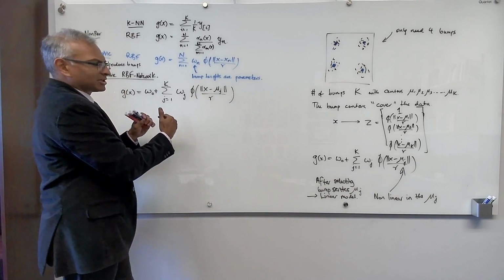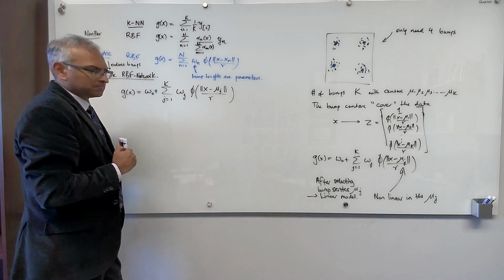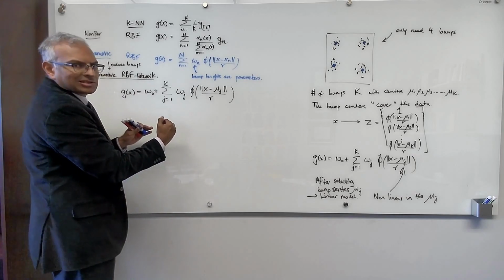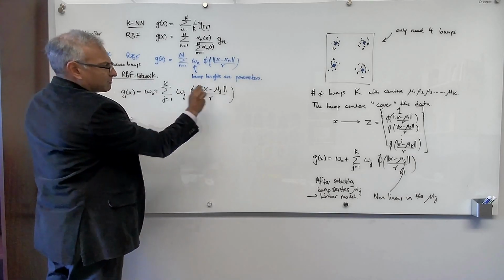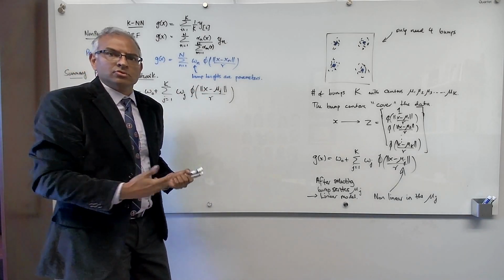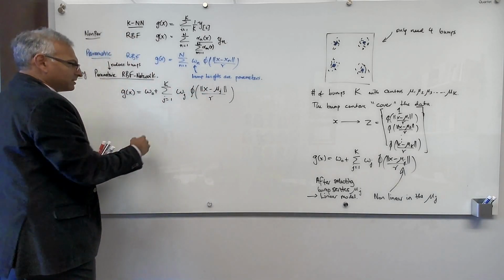So I'm ultimately going to want to reduce this to a linear model. The problem is it's currently nonlinear because of these nonlinearities that are present, because we have to set the bump centers, which we're also going to do using the data. But let me give you a helpful visual.